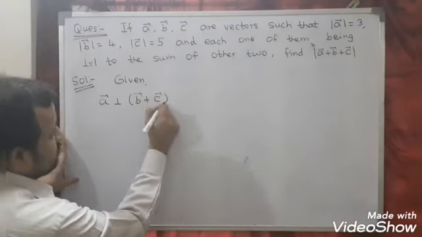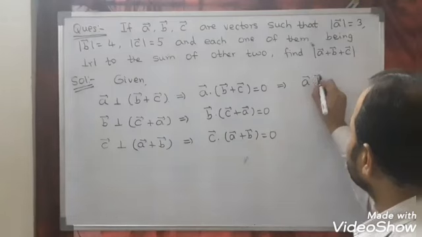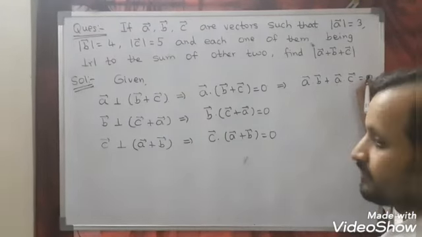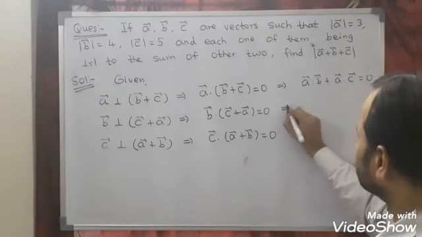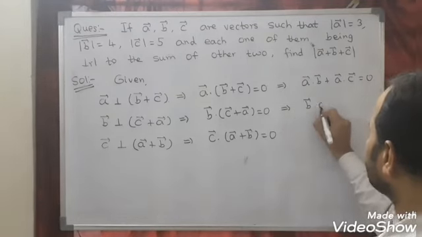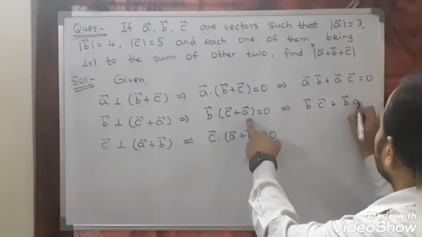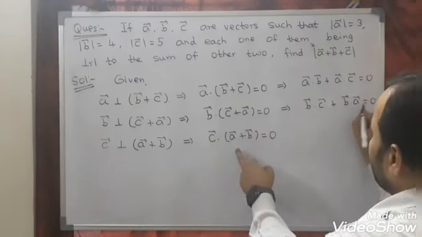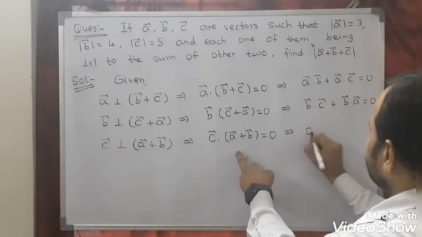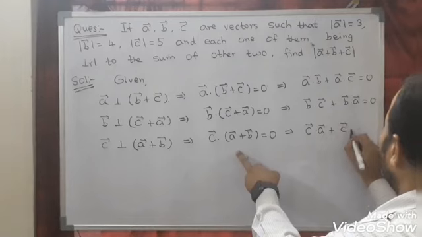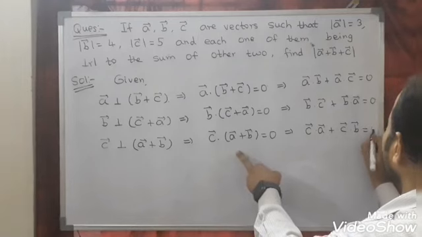Let us expand this further. So take the dot product. A dot B plus A dot C is equal to 0. Similarly I can write this as B dot C plus B dot A is equal to 0, and here C dot A plus C dot B is equal to 0.